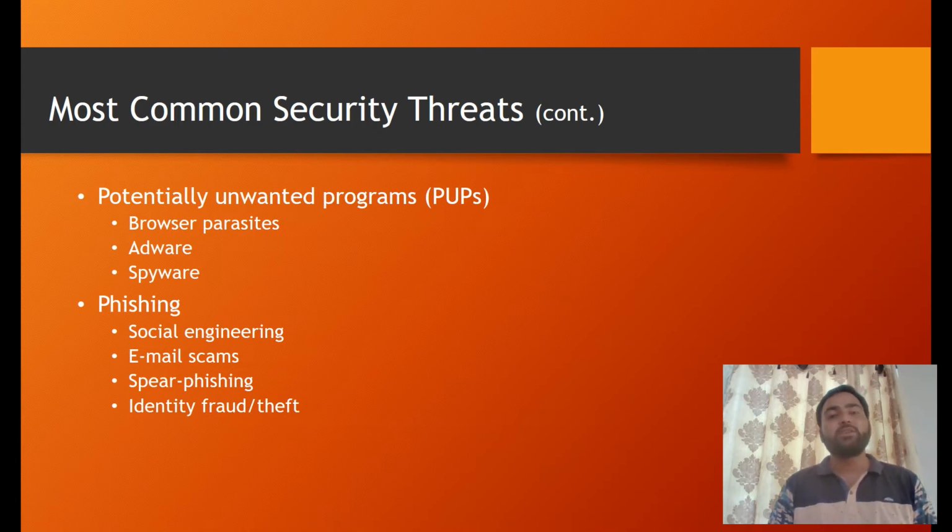Then next come potentially unwanted programs. This is another kind of security threat. Potentially unwanted programs are programs that are not desired by the user to perform some particular activity, but they get into the user's system unknowingly and start doing malicious activities in the system, such as stealing information, consumption of system resources, or corruption of the system. That means they can completely corrupt the system.